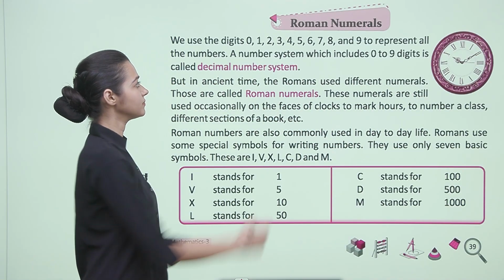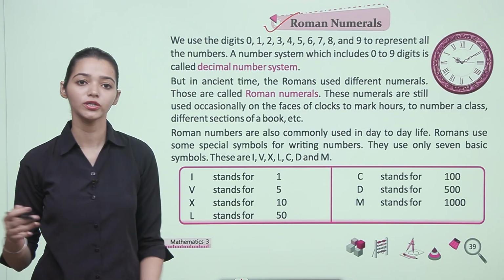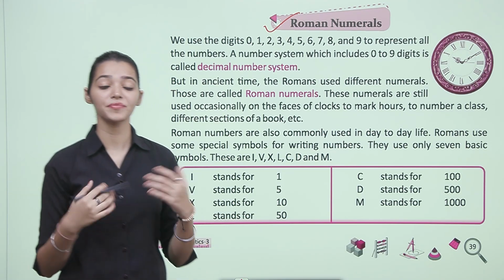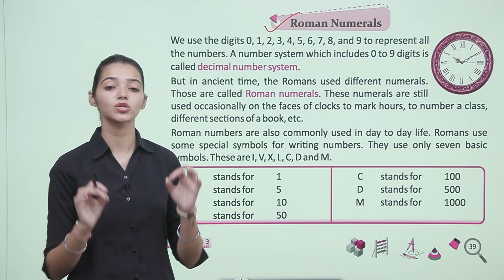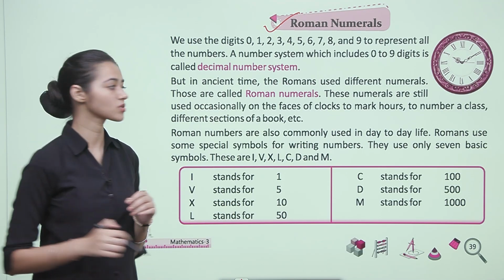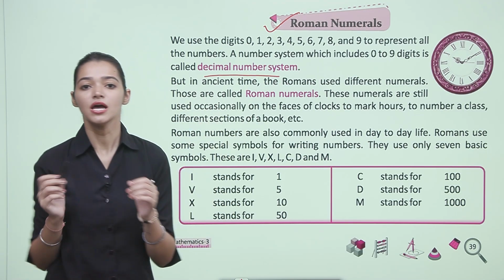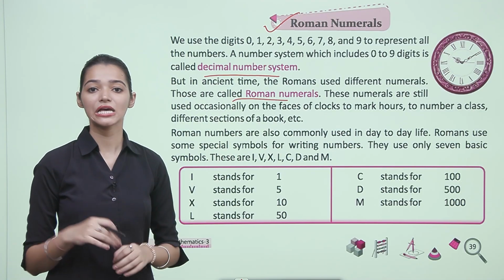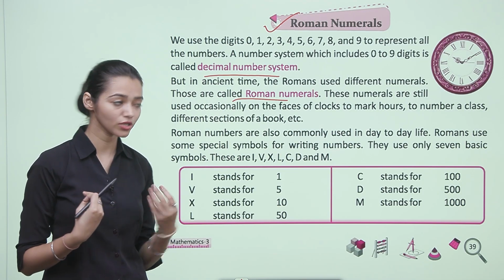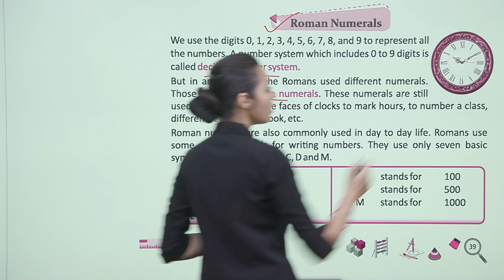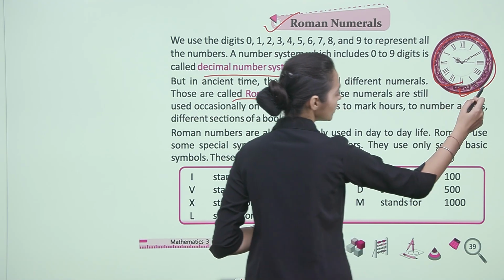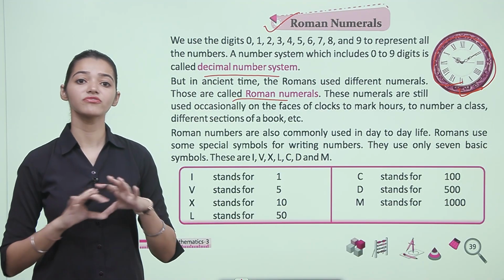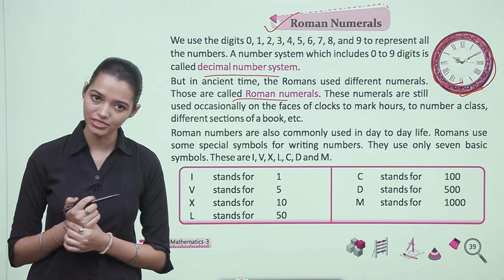Now next is our Roman numerals. So we always use the digits from 0, 1, 2 and so on up to 9 to represent all the numbers. A number system which includes the digits 0 to 9 is called our decimal number system. Now in ancient times, the Romans used different numerals and they are called Roman numerals, and these numerals are still occasionally seen on the faces of clocks. All these numbers are written in Roman numerals, and the number of a class or different sections of a book are all represented in Roman numerals.